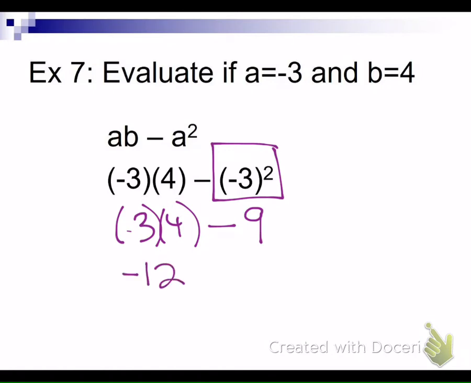Now I'm going to multiply. So it's negative 12 minus 9. Like I said, you'll end up in the same spot. Doesn't really matter. What do you end up with? Negative 21.